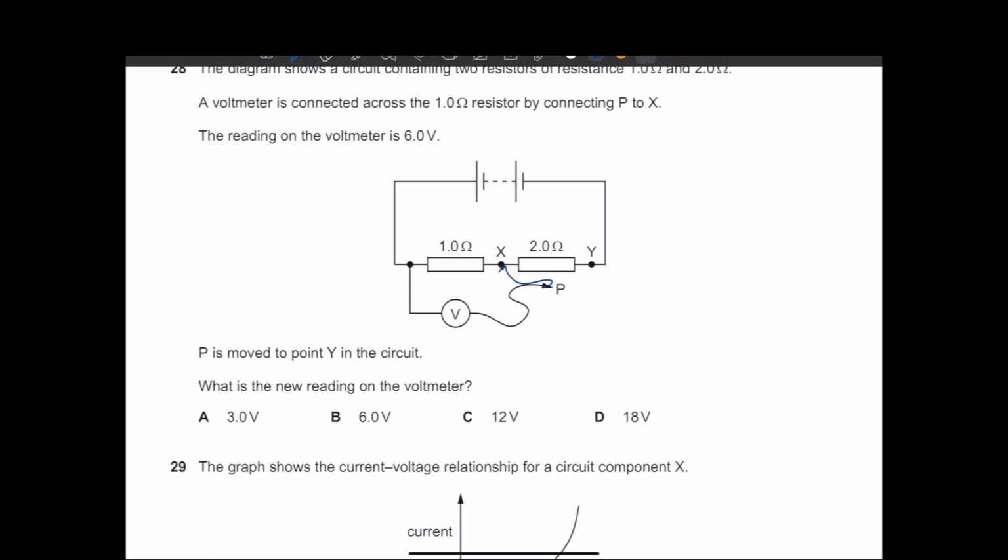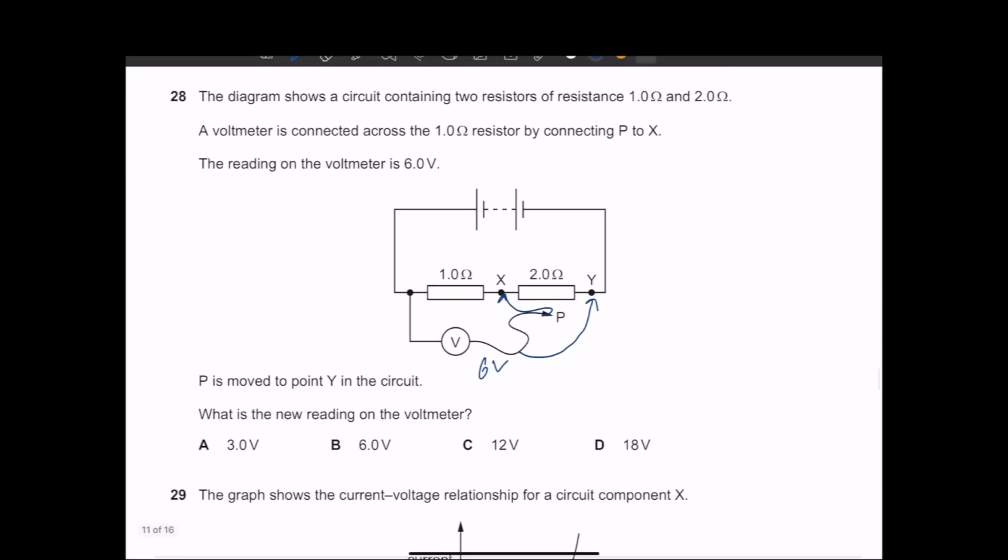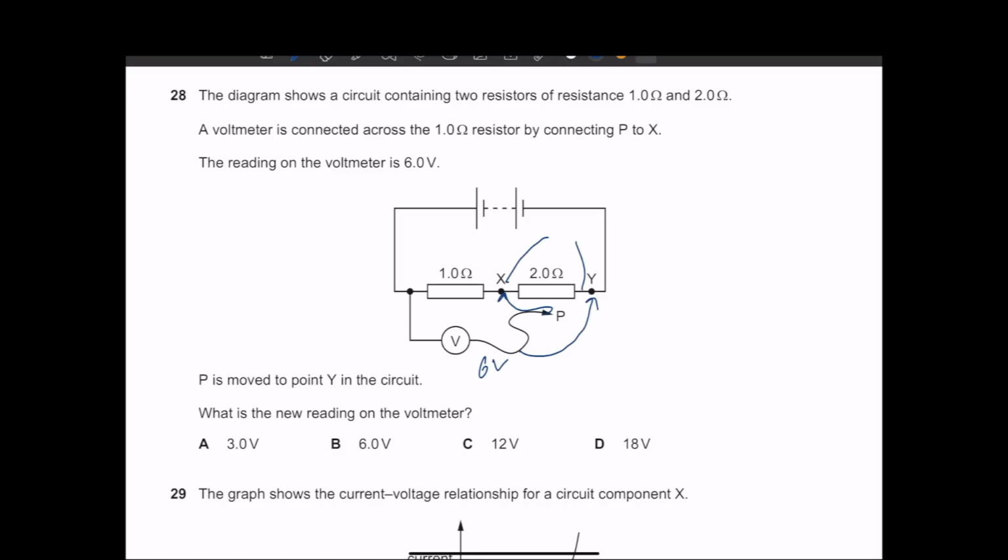If the reading here was 6 volts for just the 1 ohm resistor, and then I attach it to be here, the reading will be changed to be treble. Because actually the resistances share the potential difference, right? So across 1 ohm I have 6 volts. It means across this 2 ohms we have, if we attach another voltmeter, a reading of 12. So if I attach the voltmeter, as they said, between the start point to Y, I'm going to measure the entire potential difference for the circuit, which is equal to 18. I mean 6 across 1 ohm and 12 across 2 ohms. So the entire potential difference is 18. I'm going to choose D depending on that.